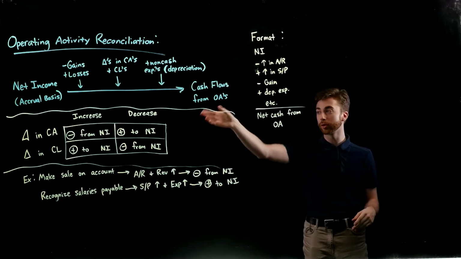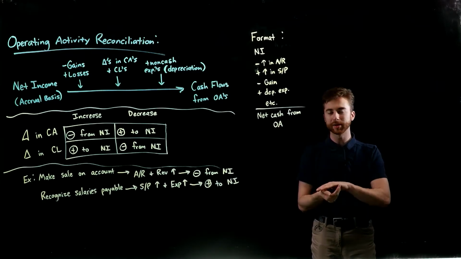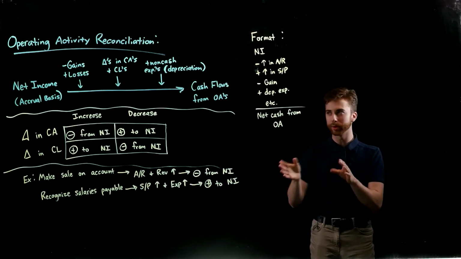So you start off with your accrual basis net income, and you're going to subtract any gains that you had and add any losses that you had. I just want to go through that really quickly, and then we'll explain why.